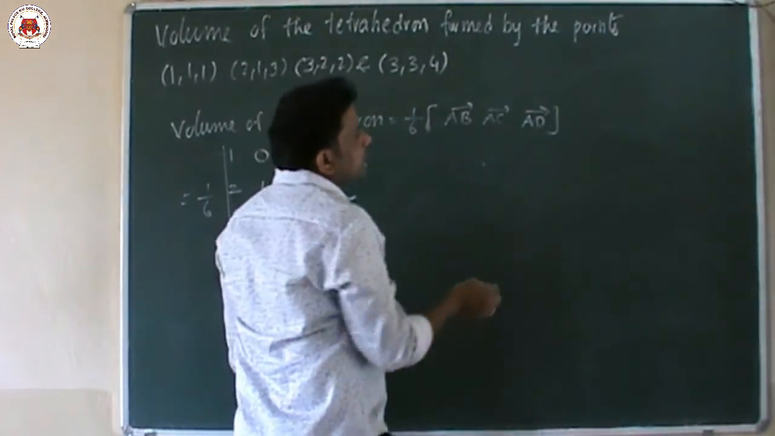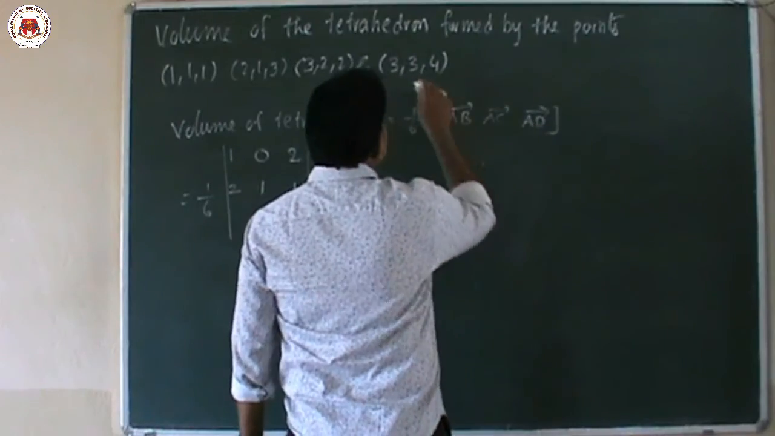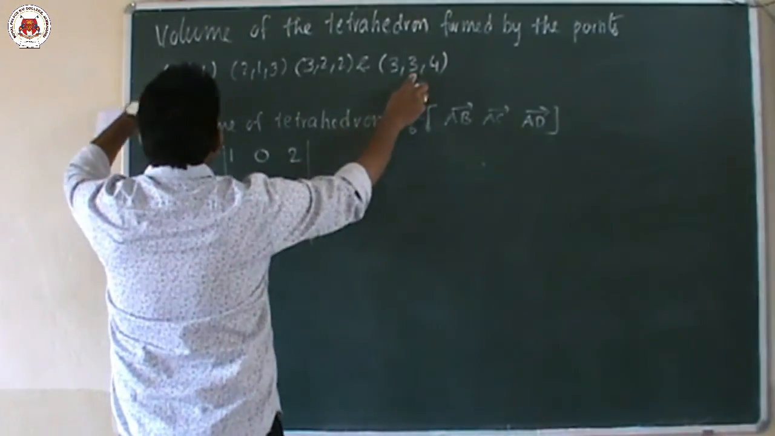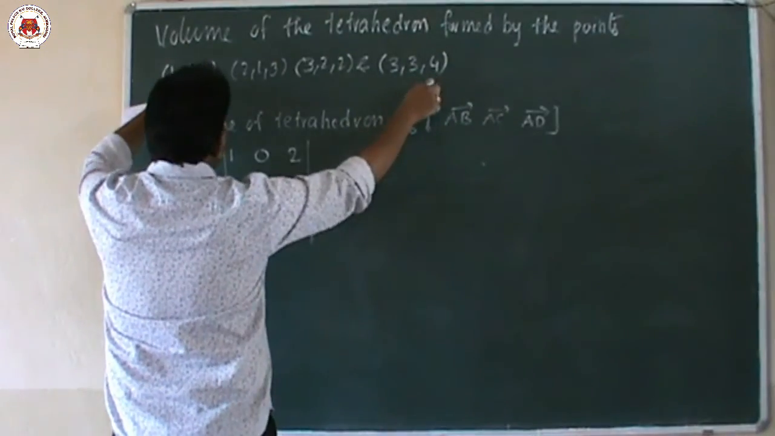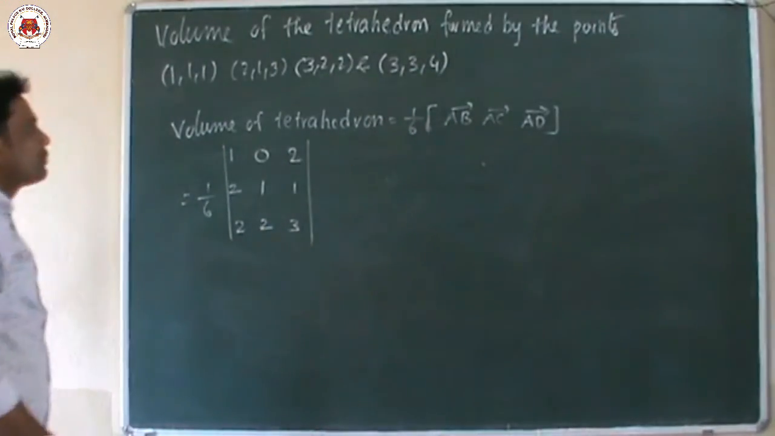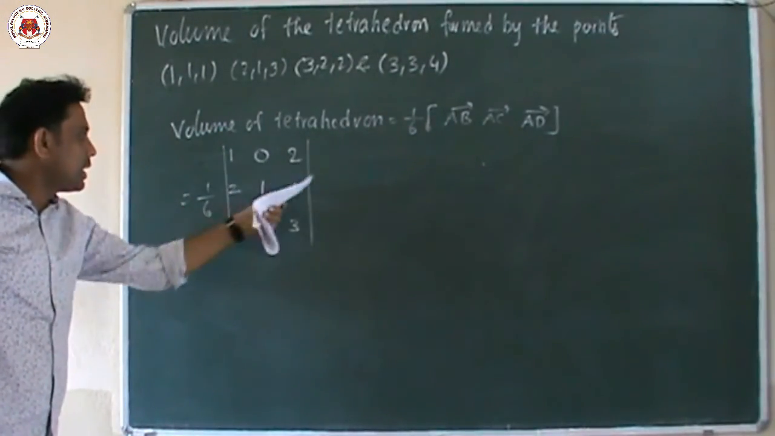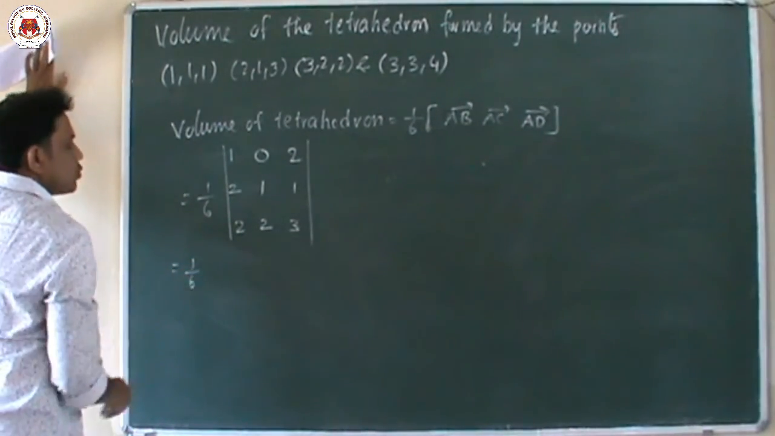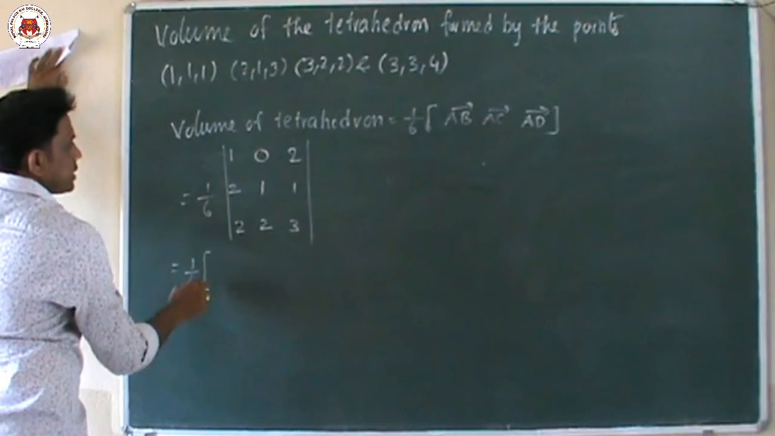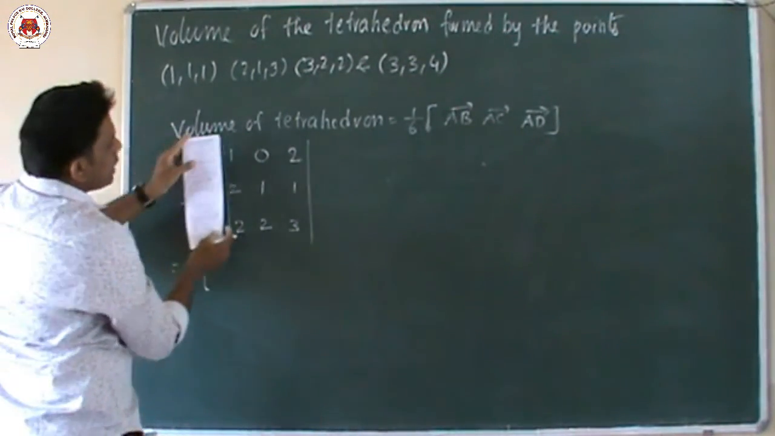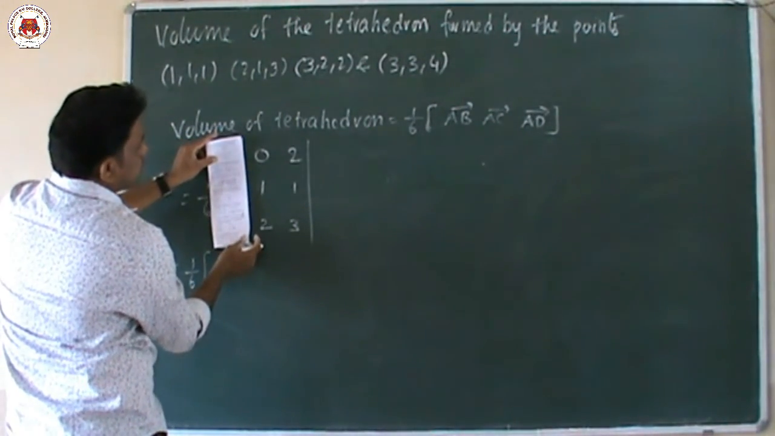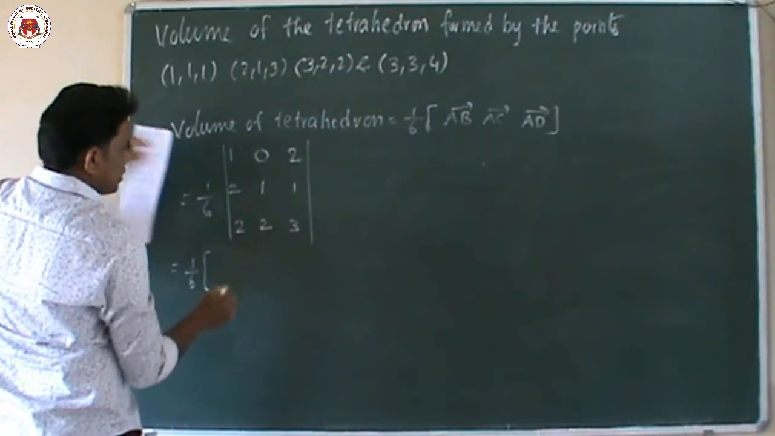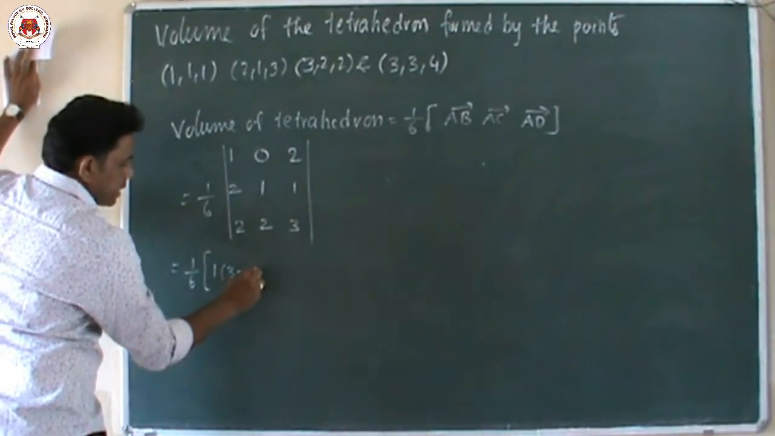Come to AD. AD means D minus A. D means this point. 3 minus 1 means 2. 3 minus 1 means 2. 4 minus 1 means 3. So this is the AB vector, AC vector, AD vector. Now we know in the determinants method how to expand this one. 1 by 6. So 1 into, 1 is here in the first column, we can eliminate this. Then 1 3 is 3, 2 1s are 2. That means 1 into 3 minus 2.